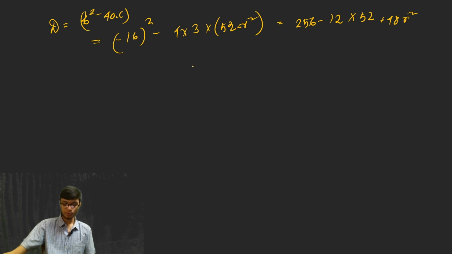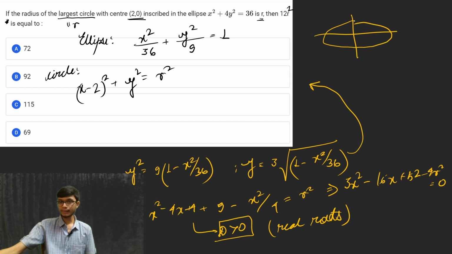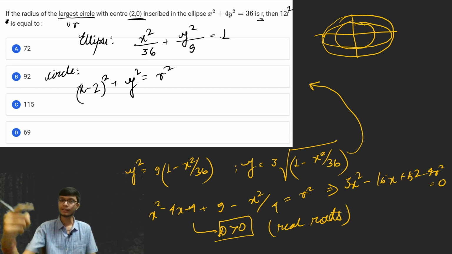Now I have to get the condition for the radius of the largest circle that is inscribed. There is an ellipse, and if you consider the ellipse like this, there is a circle like this, inscribed in it. I'm not concerned about the figure; what I'm solving is the condition of intersection of the circle and the ellipse.